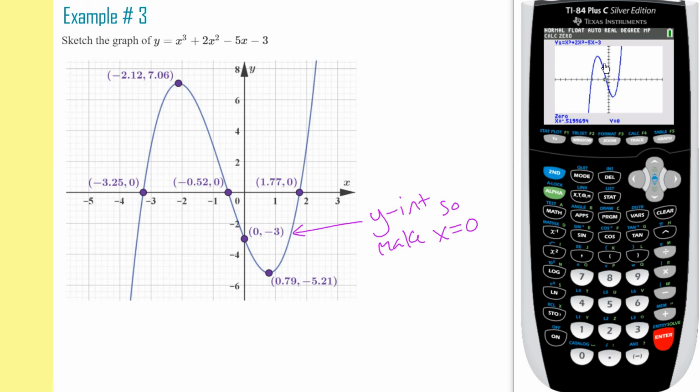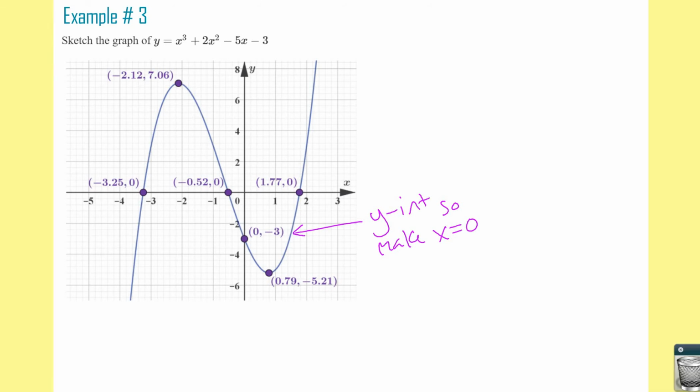Let's see. Then to find our max and mins, we do second trace, select minimum or maximum. So let's start with our minimums. That's this one down here. Follow your commands. Find a point left of the point. Find a point right. And then guess. And there's our minimum, 0.79 and negative 5.21.